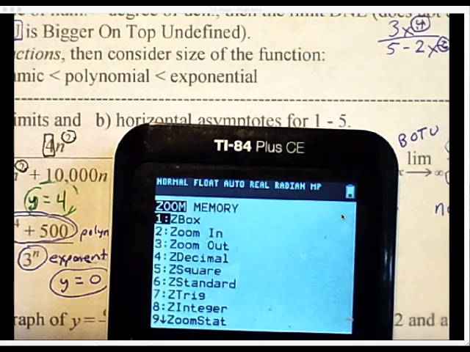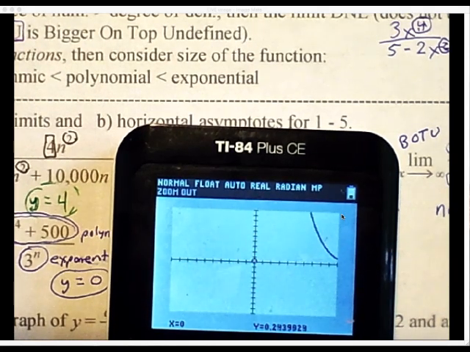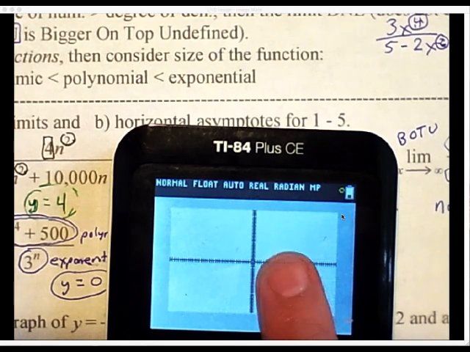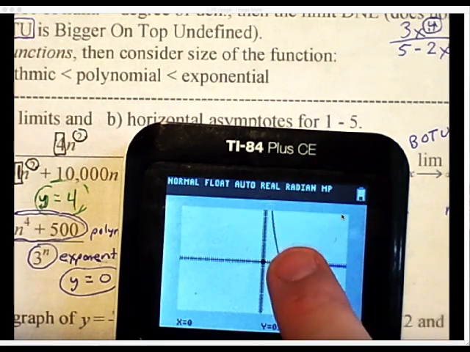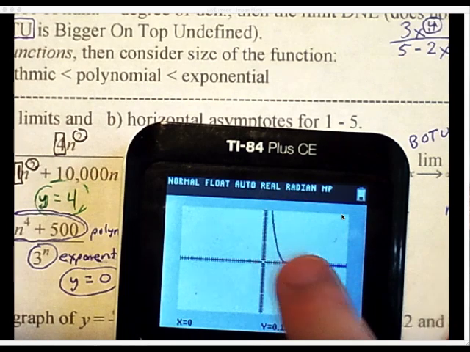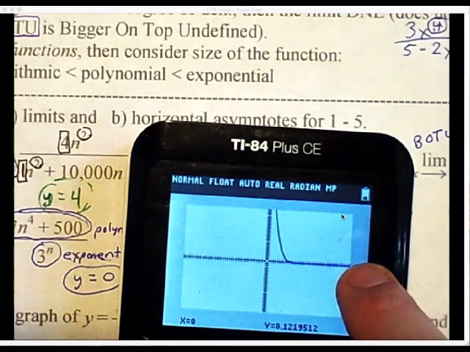All right, but if I zoom out a little bit, let's just zoom out so you can kind of see what happens as you go towards infinity. Okay, if you zoom out, you can see the behavior of this function as you go further and further out towards positive infinity. It's getting really close to the x-axis, so it will be approaching 0.